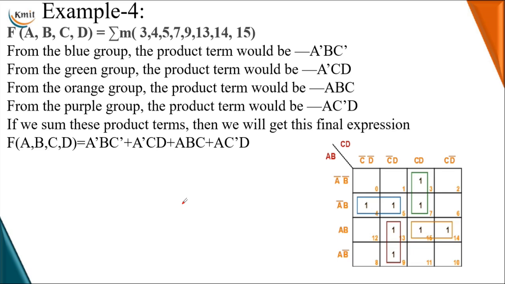So that was minimization of 4 variable functions using the 4 variable K-map method. In the next class, we are going to minimize 4 variable SPOS functions.